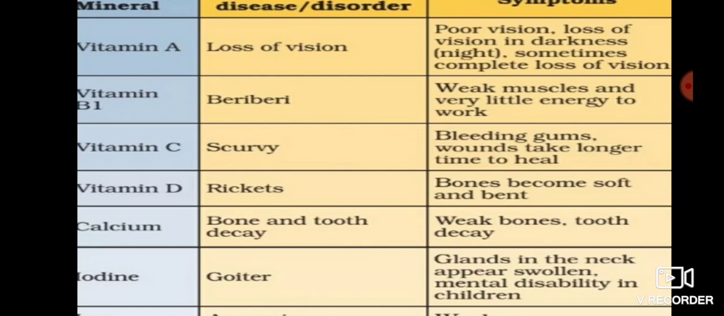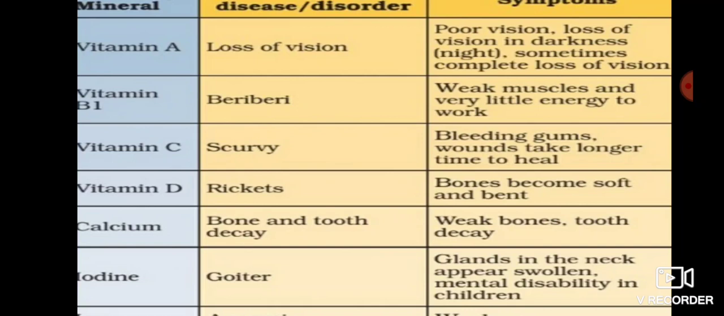Next, among minerals, we can talk about iodine. Iodine is very essential. If you are not consuming proper iodine, then you will suffer from goiter disease. Goiter disease is caused by iodine deficiency. Goiter means a swelling in the neck part, which you can see in your neck. That is due to goiter, which comes from a deficiency of iodine.